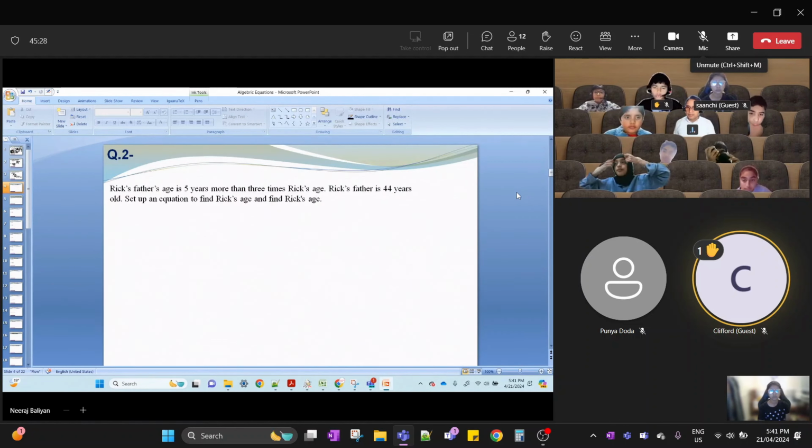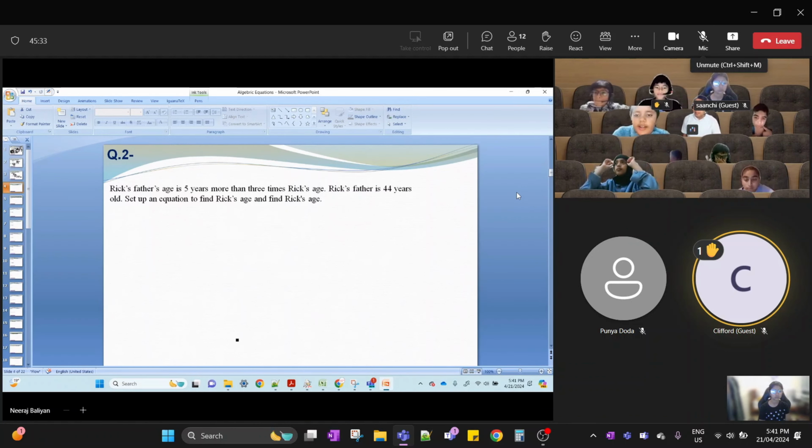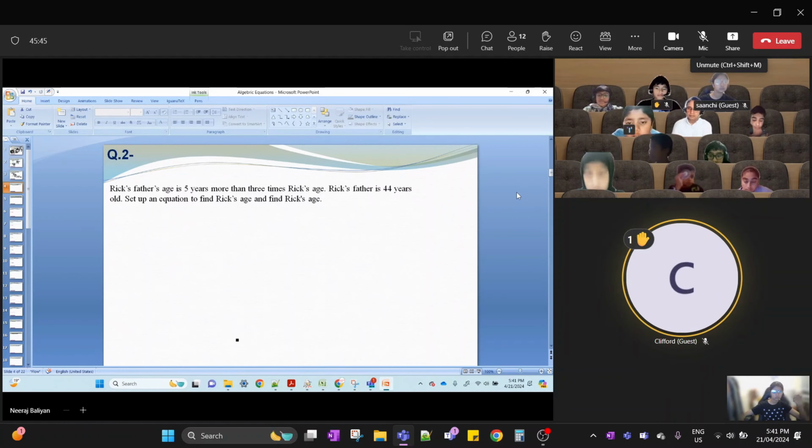Okay, so we are done with 2 questions here. Rick's father's age is 5 years more than 3 times Rick's age. Rick's father is 44 years old. Set up an equation to find Rick's age and find Rick's age. Okay, so we are given that Rick's father is 5 years more than 3 times Rick's age. So, we can take Rick as R, and then Rick's father, which is F, is 3R plus 5.